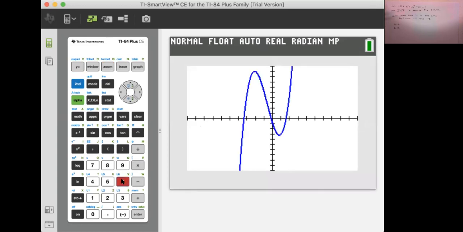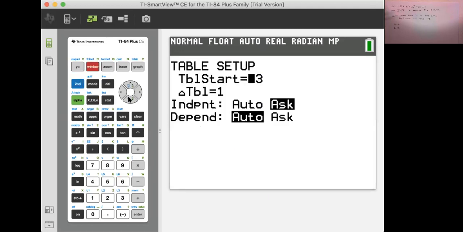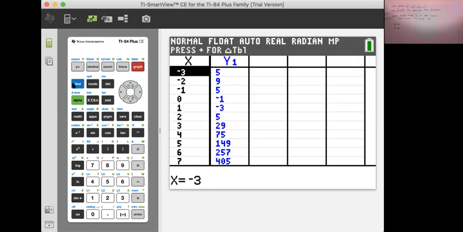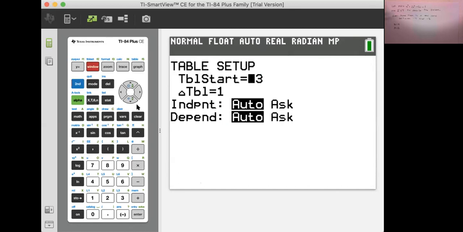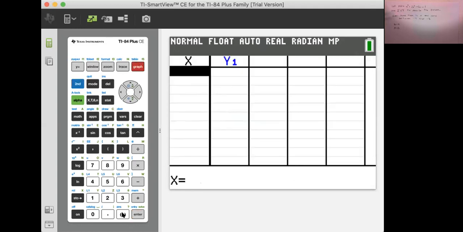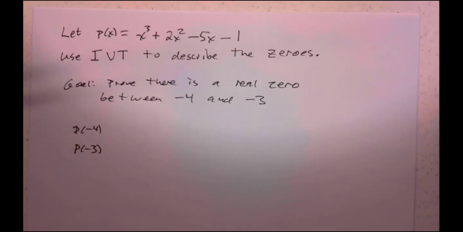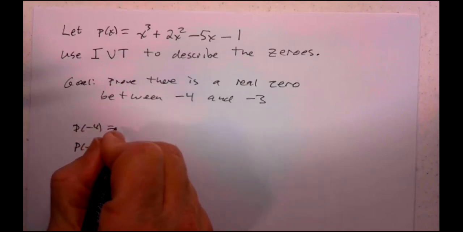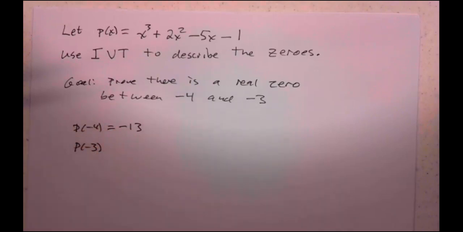But again, I want to know what's happening at -4. So I'm going to go to the table. I'm going to clear the table currently. Then I will ask and fill in my own numbers. So what's happening at -4? At -4, the value of the function is -13. So P of -4 is -13. How about P of -3? What is that?